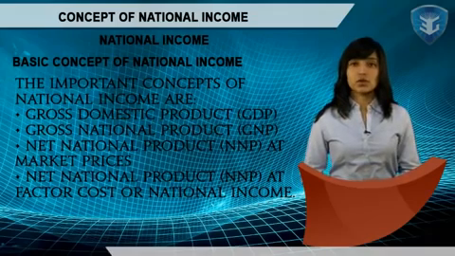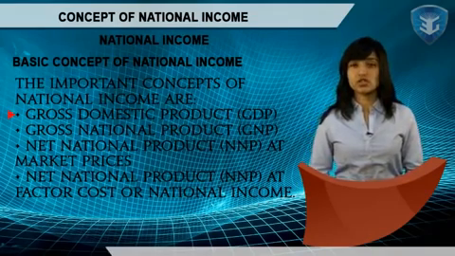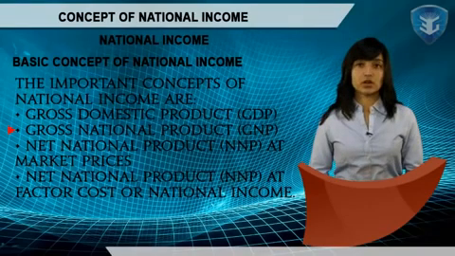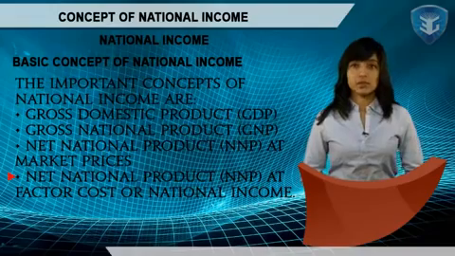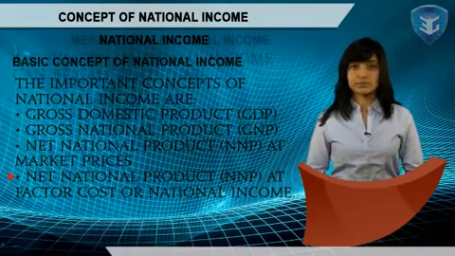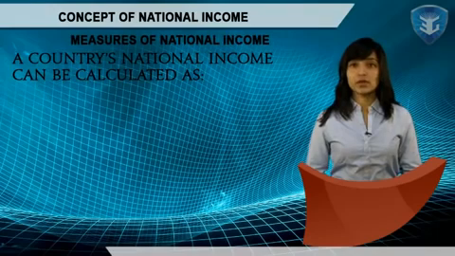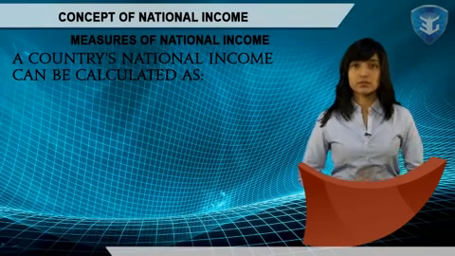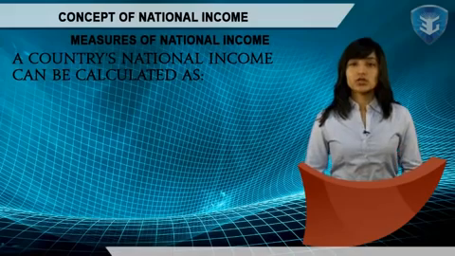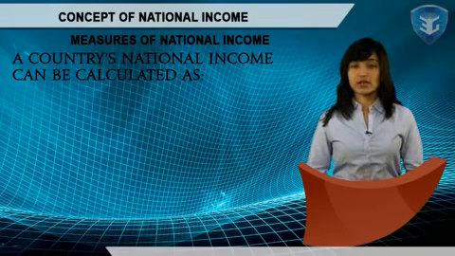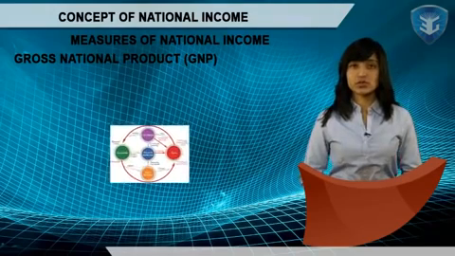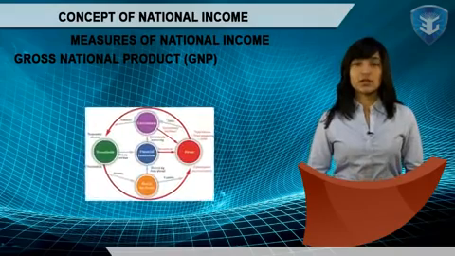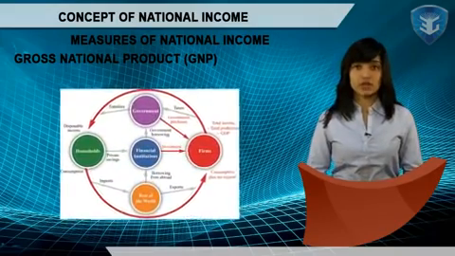The important concepts of national income are gross domestic product (GDP), gross national product (GNP), net national product (NNP) at market prices, and net national product (NNP) at factor cost or national income. Now moving on to the next topic, we will study the measures of national income. A country's national income can be calculated as gross national product (GNP) of the various measures of national income used in national income analysis. GNP is the most important and widely used measure of national income.